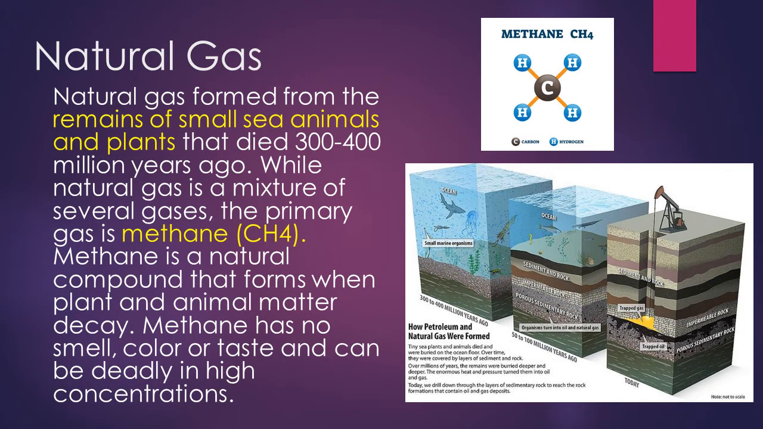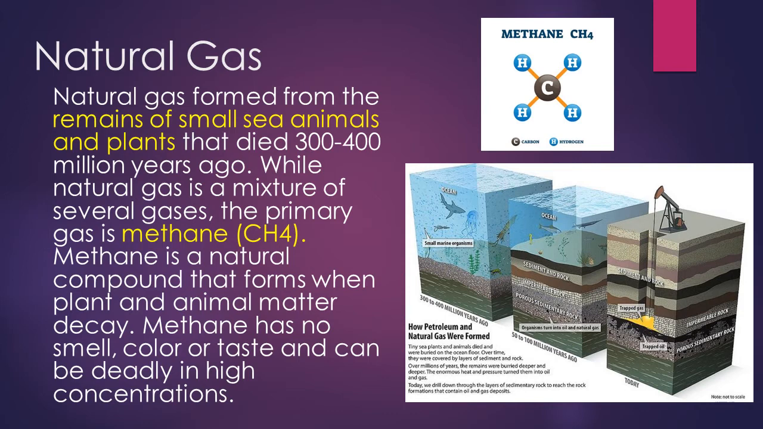Next, natural gas. Natural gas also similarly formed from the remains of small sea animals and plants that lived 300 to 400 million years ago. While natural gas is a mixture of several gases, the primary gas is methane, CH4. Now, methane is a natural compound that forms when plant and animal matter decay, when organic substances break down.